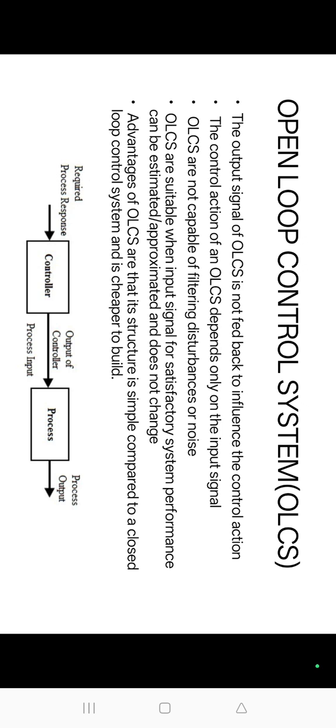There are two main branches of control systems: open loop control system and closed loop control system. Now we are going to see the open loop control system. The control system that cannot adjust itself to the changes is called open loop control system. In general, manual control systems are open loop systems.